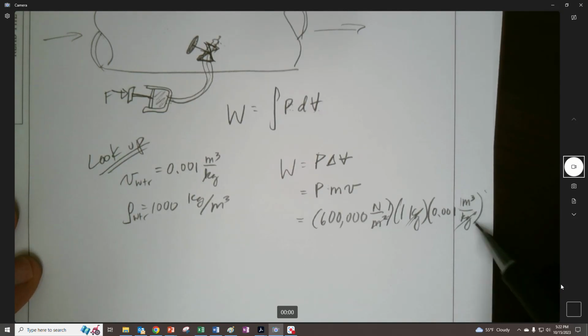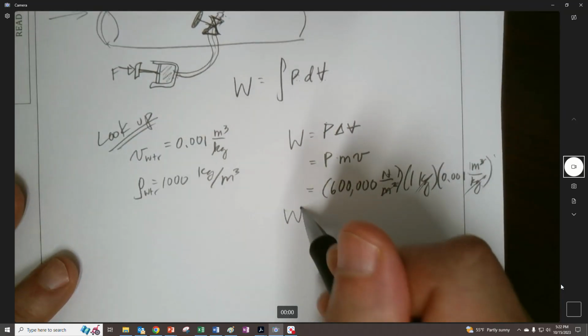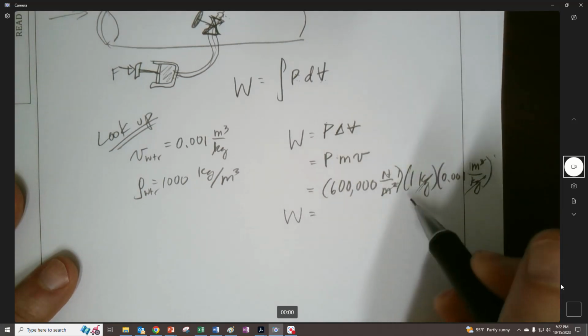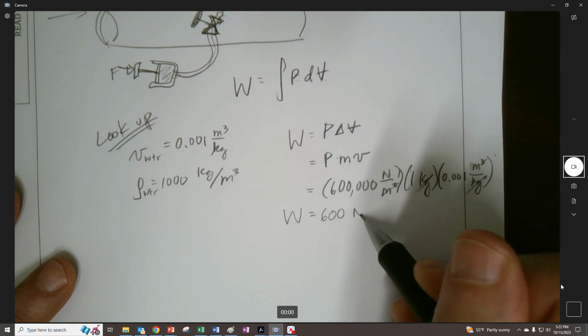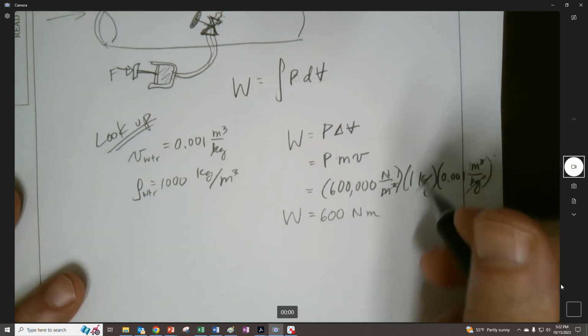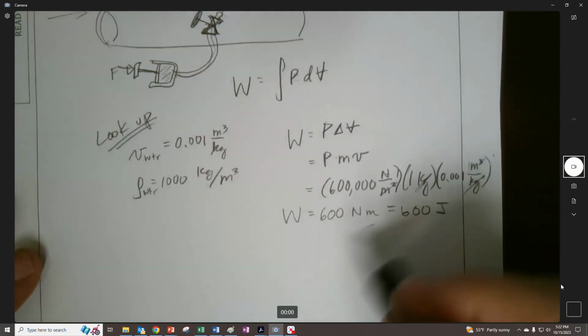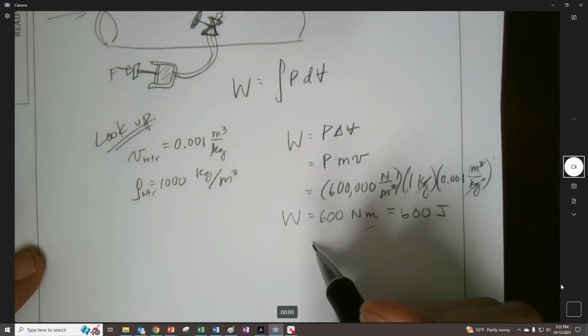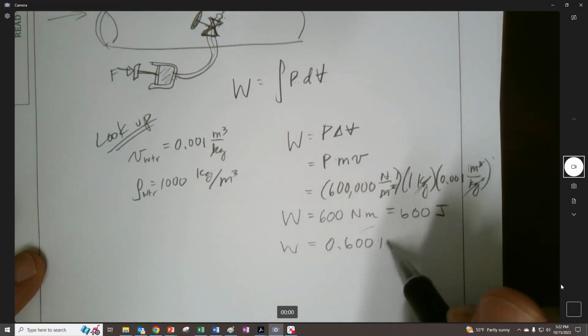So yeah, kilograms go away. This here, numerator, denominator, and that gets rid of one of those. So we're ending up with newton meters. So the work that's being done right in there ends up being 600 newton meters, which is really 600 joules. So if you wanted to use that instead, or since we do so often, you may go 0.6 kilojoules.